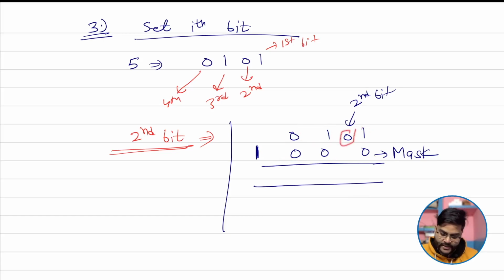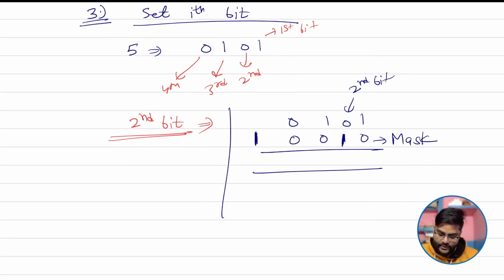Now for this bit, I want to set it, so I can just take 1 here. If I take 0, no effect will be there. If I take 1, then this bit will be set to 1. So it will be 1 1 1 0. In this answer my second bit is set. This one is easy, right? If I want to set a bit, I just take 1 with my bitwise OR, and the rest should be 0.